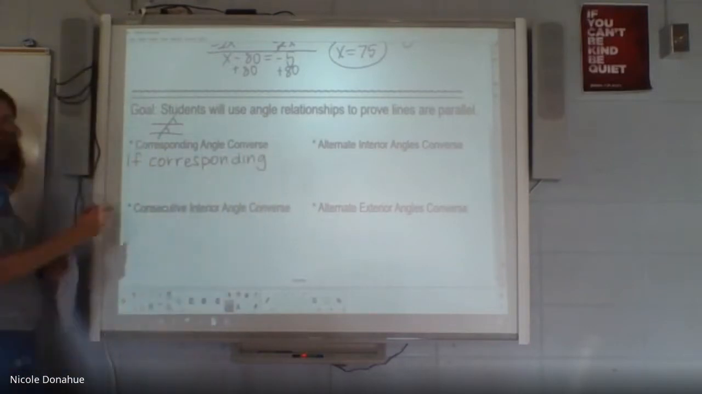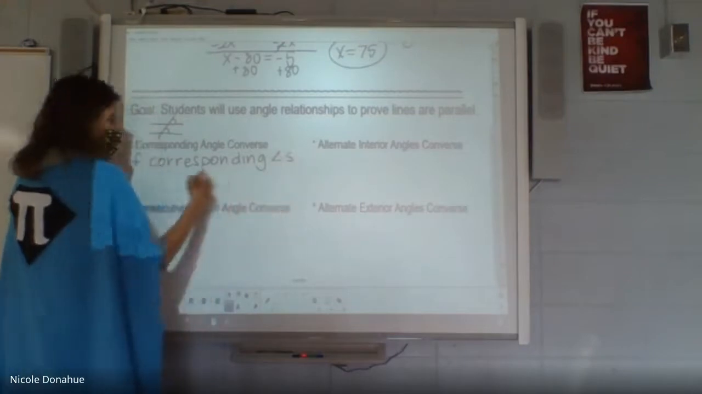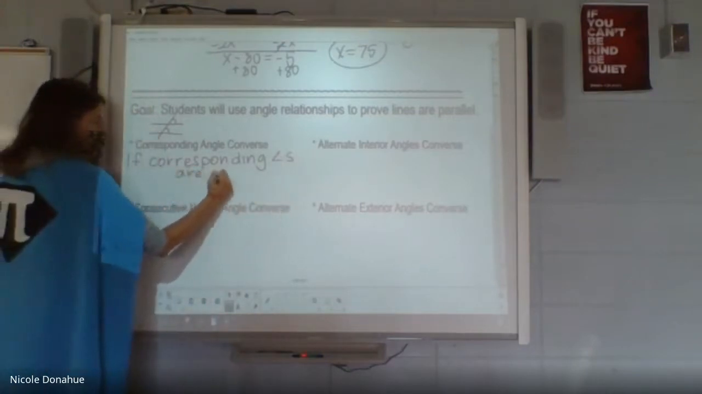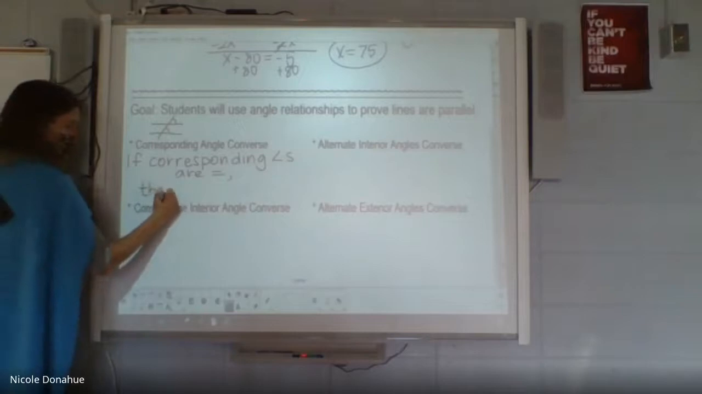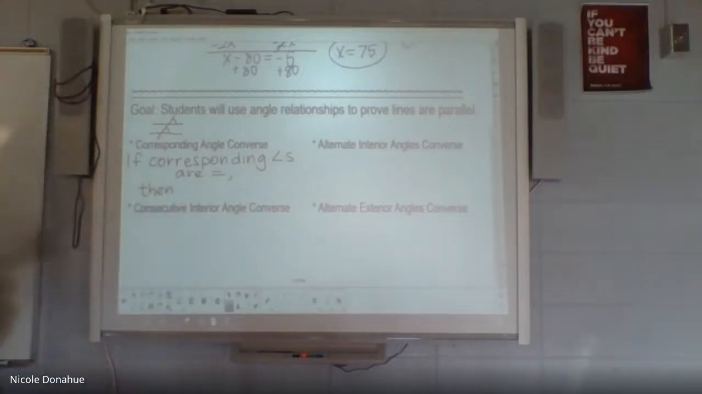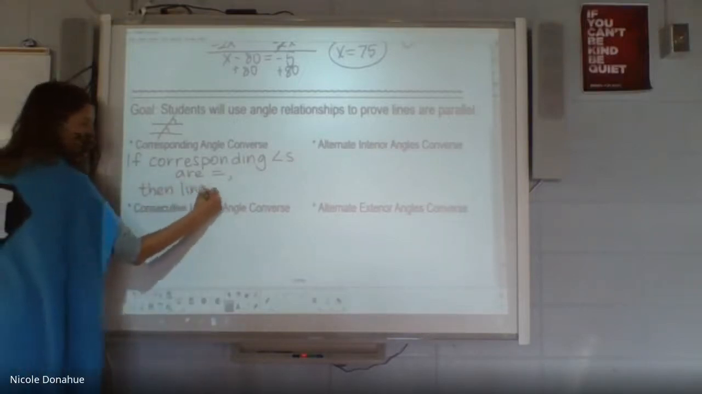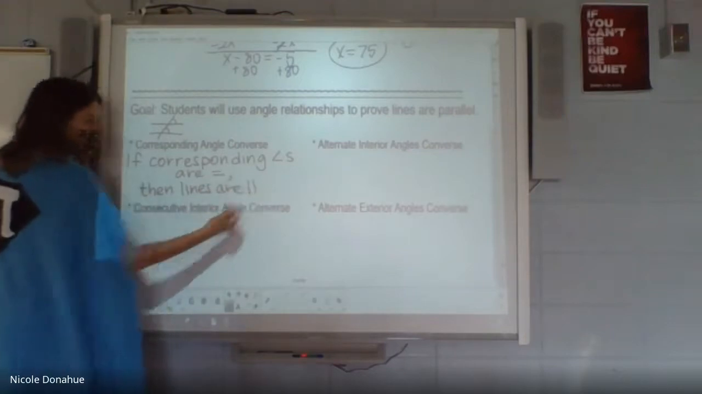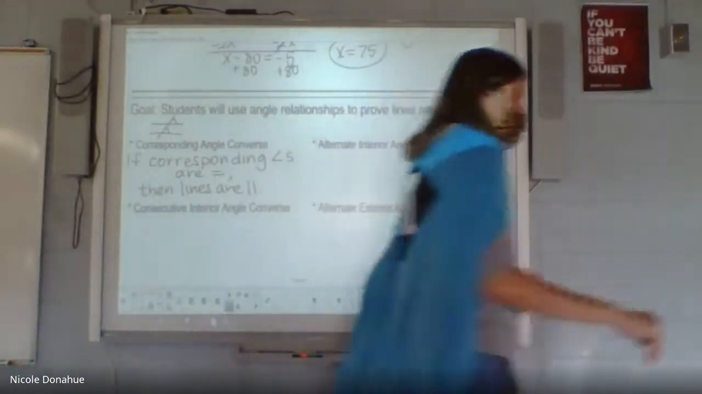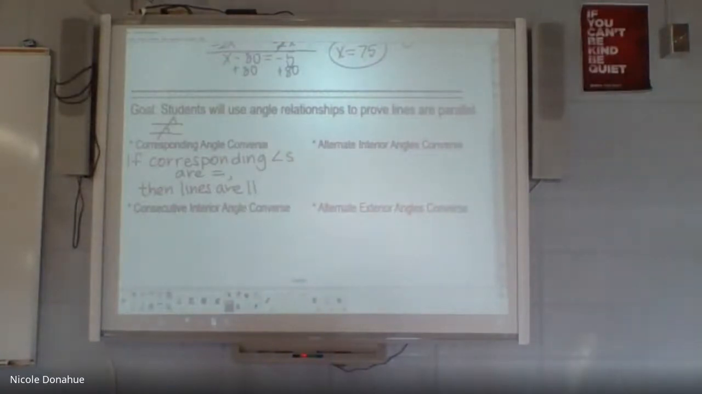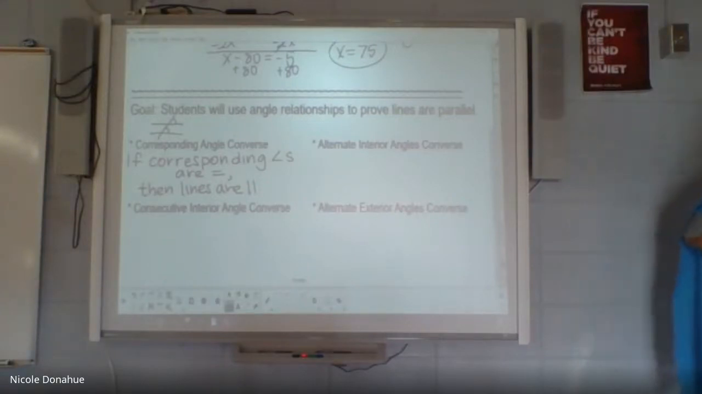and I'm going to use some symbols just so that we have a little bit of space. So make sure you're okay with all the symbols. I don't think they're too crazy of symbols. So if corresponding angles are equal, then lines are parallel. So if I have two corresponding angles that are equal in a drawing, I can automatically assume those lines are going to be parallel.